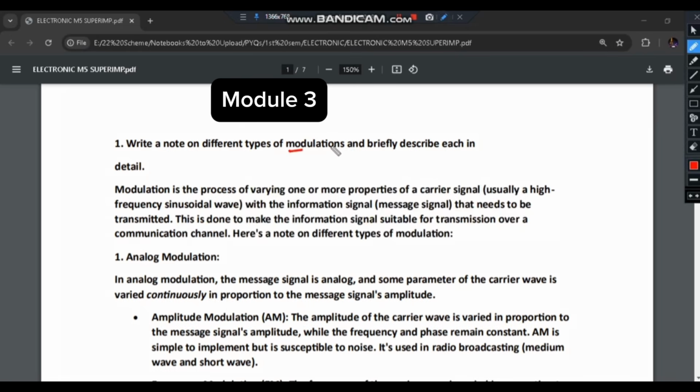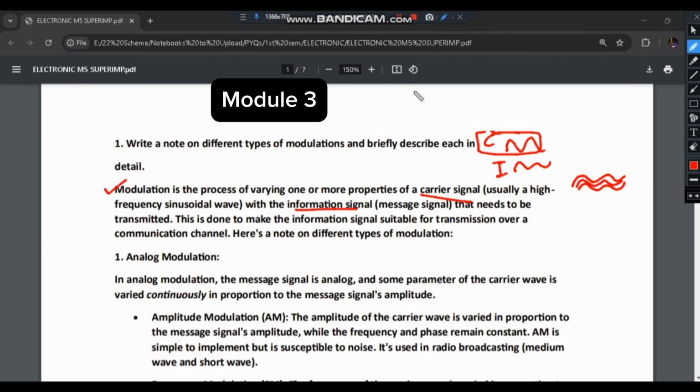Write a note on different types of modulations and briefly describe each in detail. Okay, so basically what is a modulation? Modulation means changing. It is the process of varying one or more properties of a carrier signal, usually a high frequency sinusoidal wave, with the information signal. There are two signals, one is the carrier signal and one is the information signal. Along with the information signal, the carrier signal acts as a cover on it. Means if this is the information signal, the carrier signal will be like this. The carrier signal will carry the information, and the carrier signal is changed based on how the information is changing, that is called modulation.